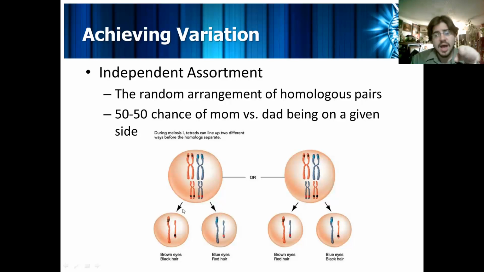So they assigned this long orange chromosome to code for blue eyes or brown eyes, and this short orange chromosome to code for black hair. And so when it's this particular chromosomal arrangement, we get gametes that code for brown eyes and black hair, and gametes that code for blue eyes and red hair. Whereas if you have the other possibility, the 50-50 chance, then we get brown eyes and red hair, and blue eyes and black hair. So you get double the variation just from a single chromosome being flipped.